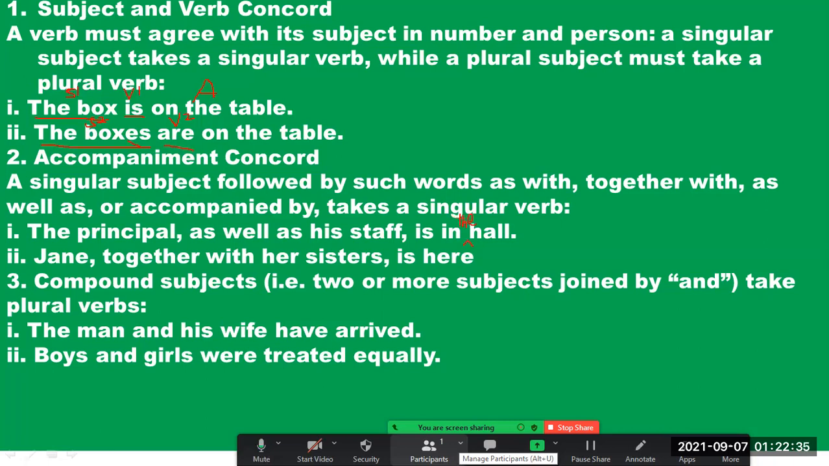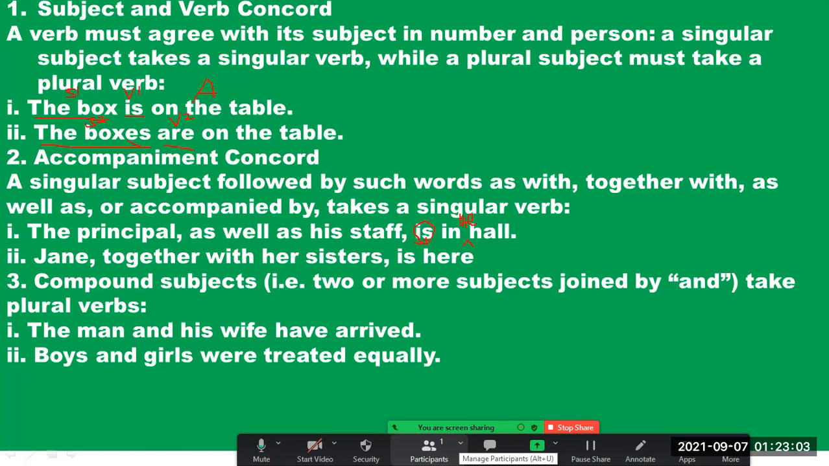All right. The principal, as well as his staff, is in the hall. Now, examiners love these types of questions. They set questions to test your knowledge of the rules of Concord. So here, you discover that the dash will always be here. All right. The principal, as well as his staff, dash in the hall.